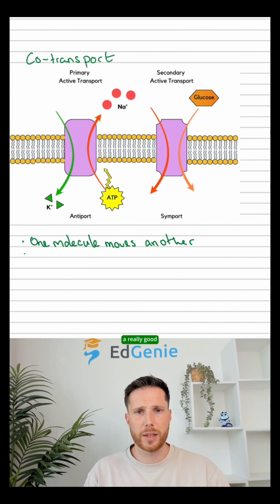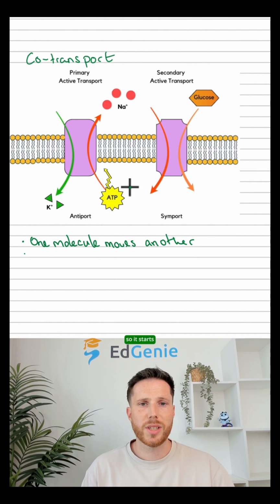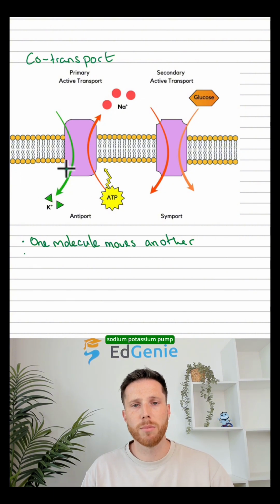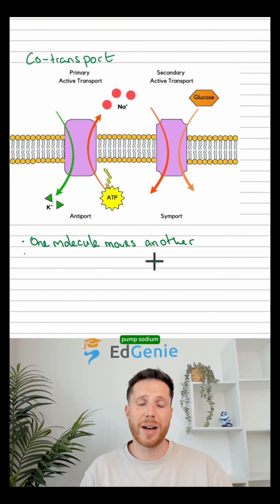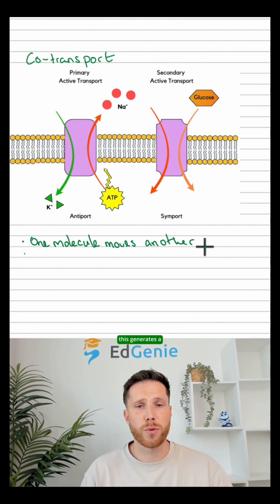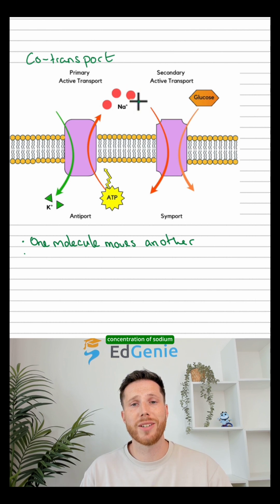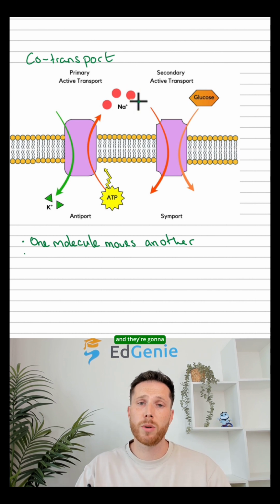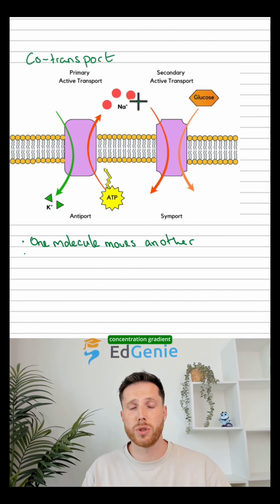So we're going to have a look at a really good example here that you need to know for A-level biology, and this is the absorption of glucose in the small intestine using the sodium-glucose co-transport model. So it starts here with this sodium-potassium pump, where ATP is used to pump sodium ions out of the epithelial cells which surround the small intestine and into the small intestine itself. This generates a really high concentration of sodium ions in the small intestine, and they're going to want to flow back into the cell down their concentration gradient.